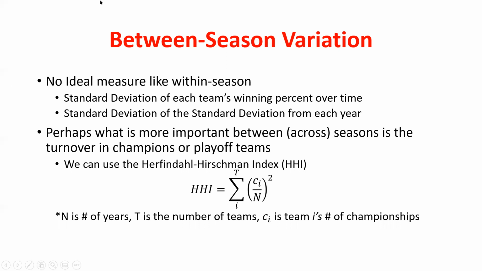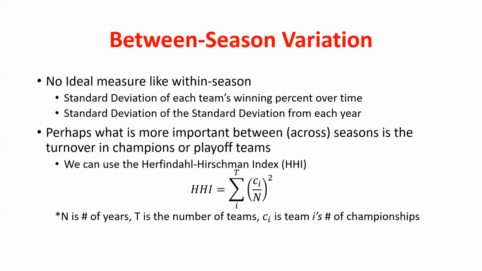So that would give us a measure of how much variation there exists, and in a way, how much of it's concentrated within a small number of teams, right? So the higher the HHI would represent a more imbalanced league in terms of championship turnover. Any questions on that?